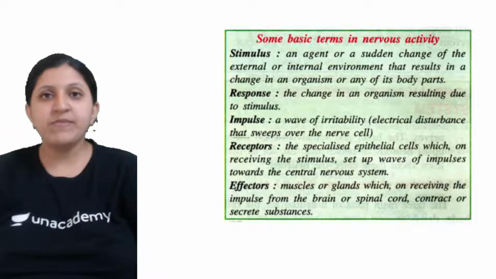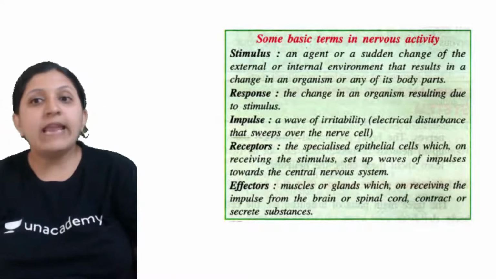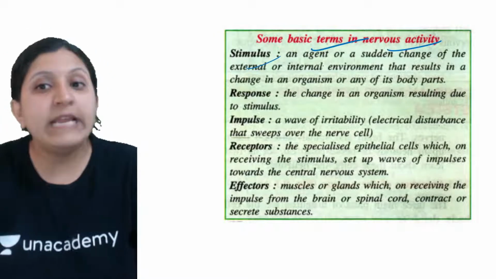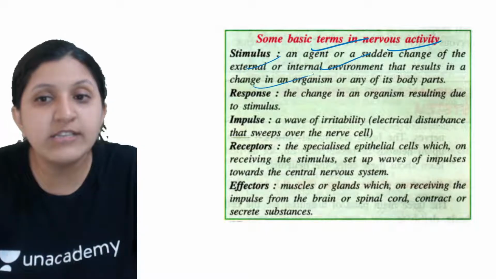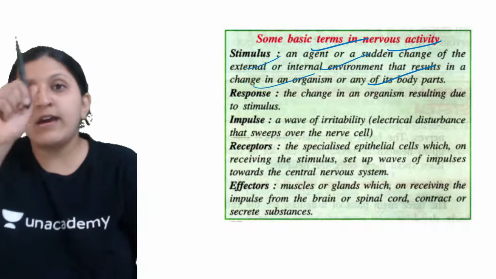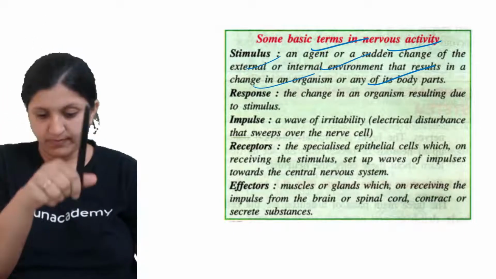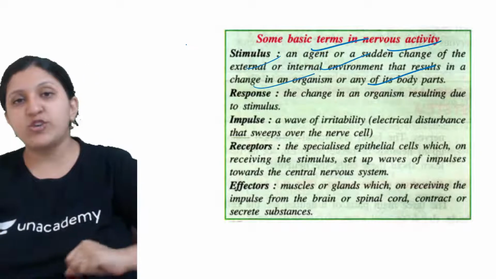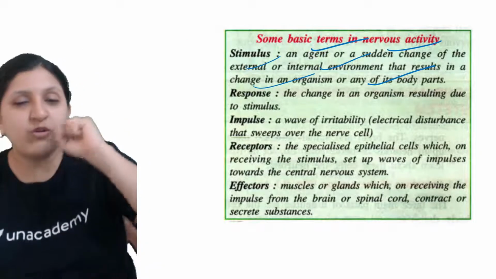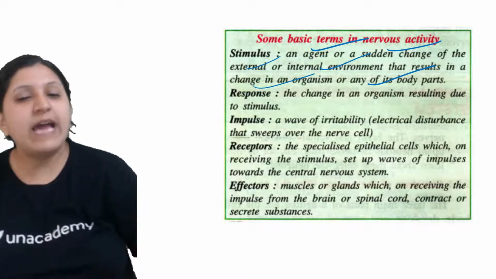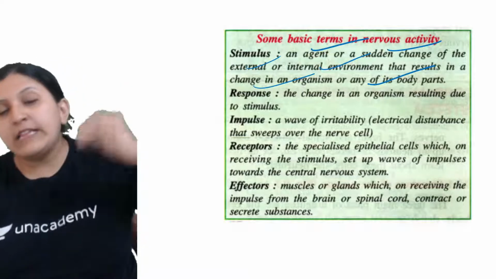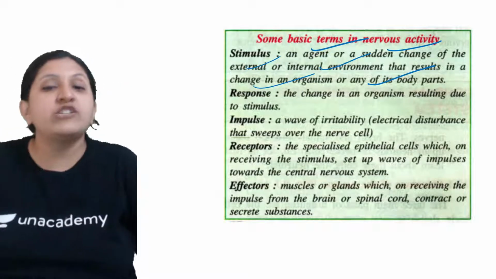Okay, yes, so here these terms we will have a look at. So stimulus. Okay, so what exactly is stimulus? An agent or a sudden change of the external or internal environment that results in a change in an organism or any of its body parts. So it can be a hot object. Let's say I have kept a cooker. Okay, so I directly go touch a cooker without even thinking that it is hot. So hot object, cold object, anything that we see around, anything that we hear around, all those are actually the stimulus.